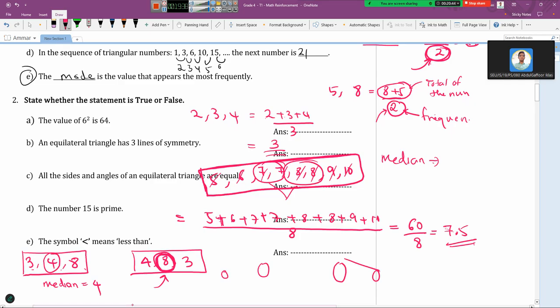Right. And let's say 3, 4, 5, 8. So what's the median of these numbers?